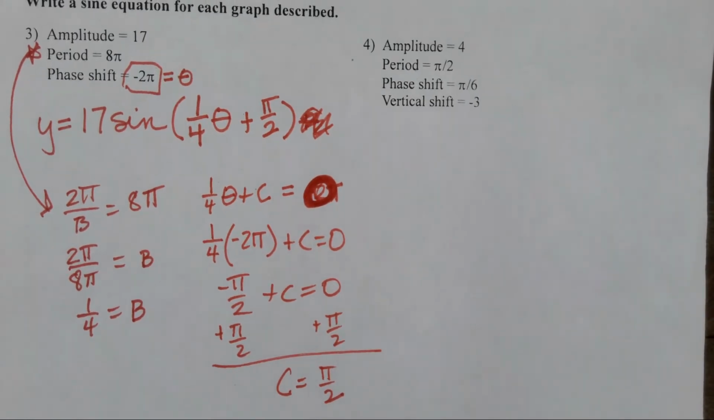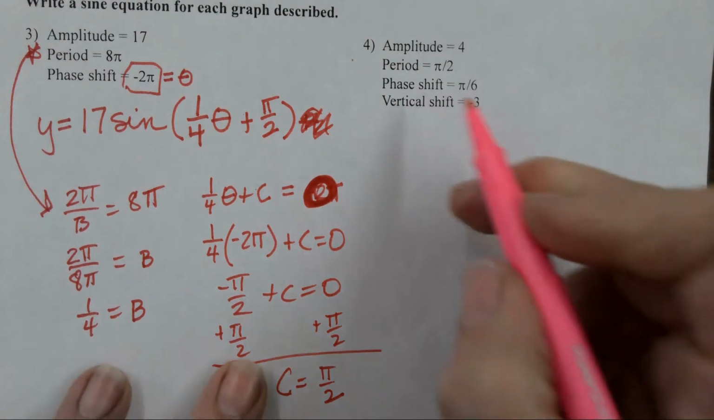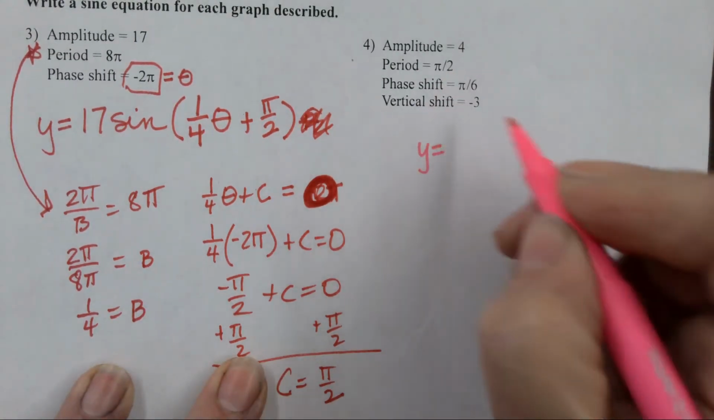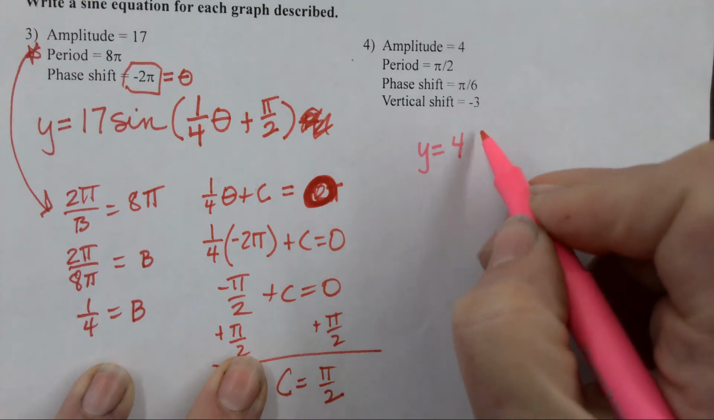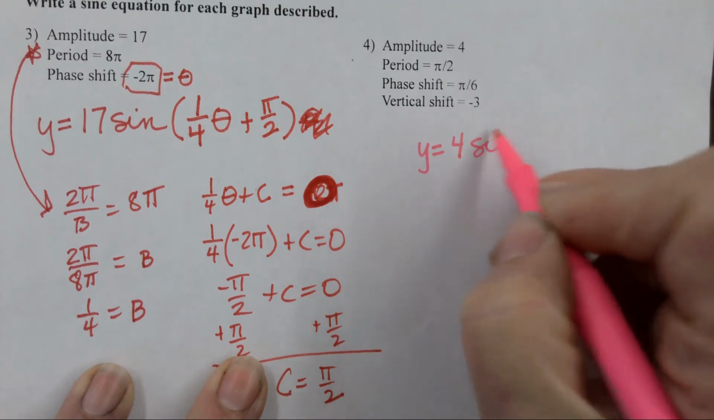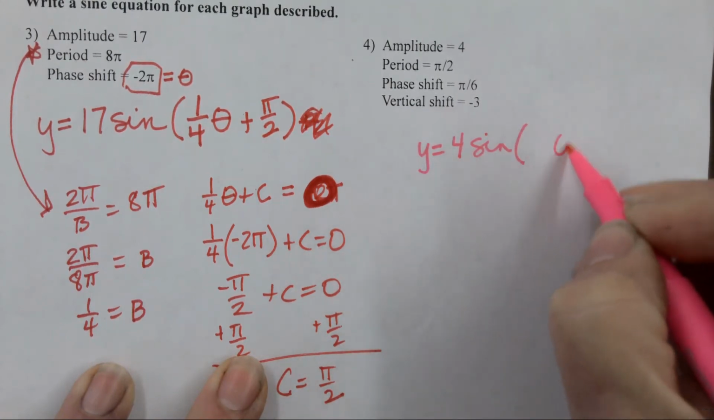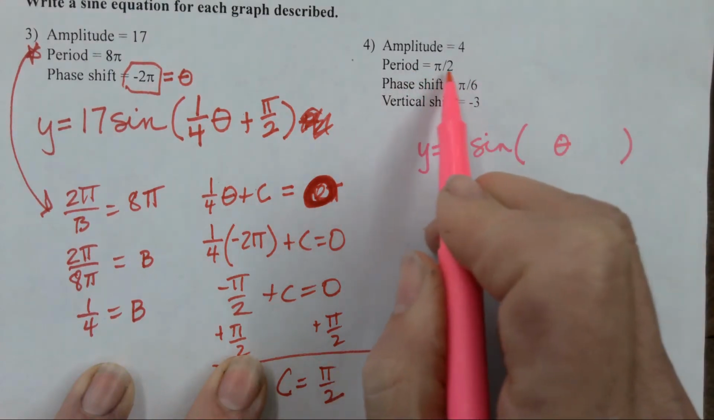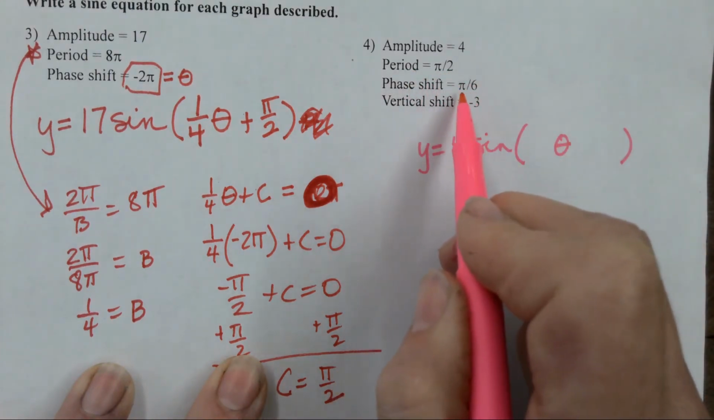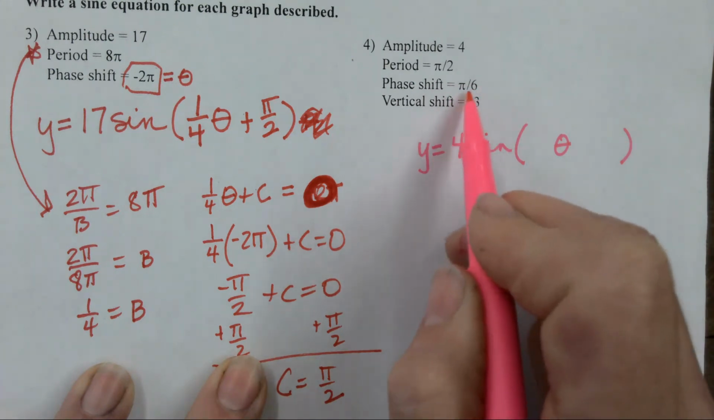All right, one left. Where do I start? What's the easiest part to do? Y equals 4 sine something theta. Give it some room to work because I have got a period different than 2 pi and a phase shift. What do I do with this guy?